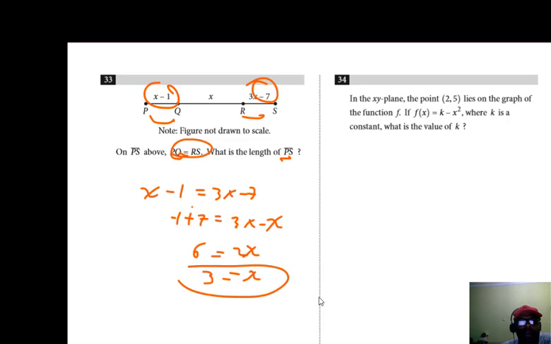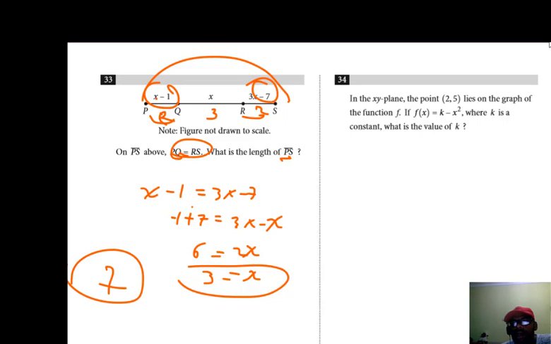Good. What's the value of PS? The whole length, which means I have to plug in. So in this case, 3 minus 1 is 2, and there you have 3. Again, since they are equal, we can use 2. So the answer is 7.